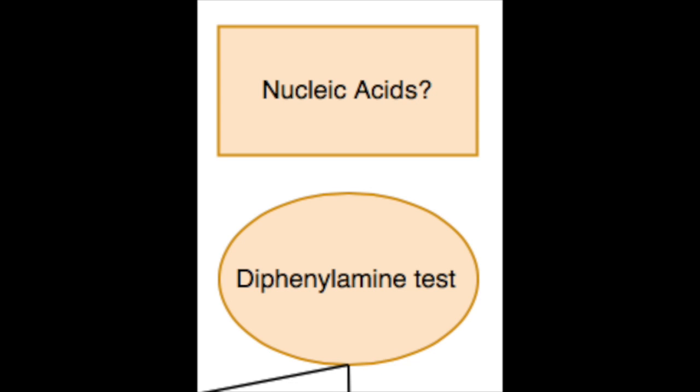To test for nucleic acids, construct a diphenylamine test. In this test, combine the substance with diphenylamine. In the presence of DNA, diphenylamine is oxidized and the solution will turn a clear blue. The more DNA present, the darker the color. RNA will turn the solution green.